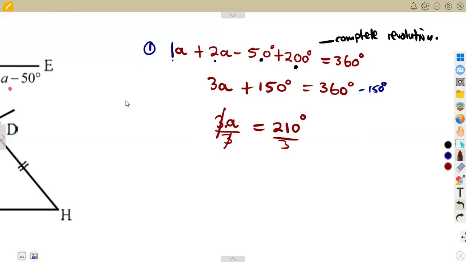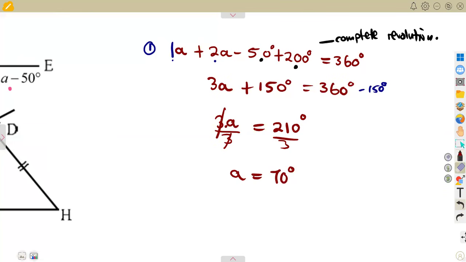So as you can see, you are now solving an equation. Just like 2x is equal to 10. How do you find x? You divide by 2. It's the same thing. So you're going to divide by 3. So A is going to be 210 divided by 3, and that gives us 70 degrees.